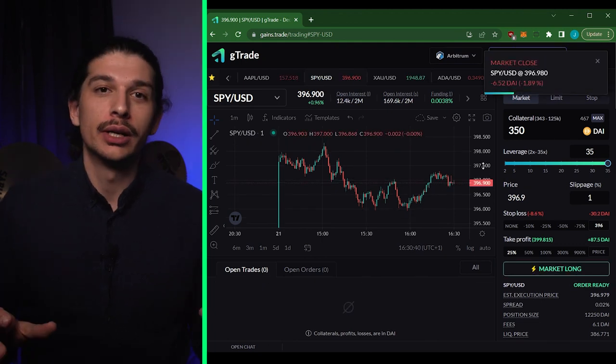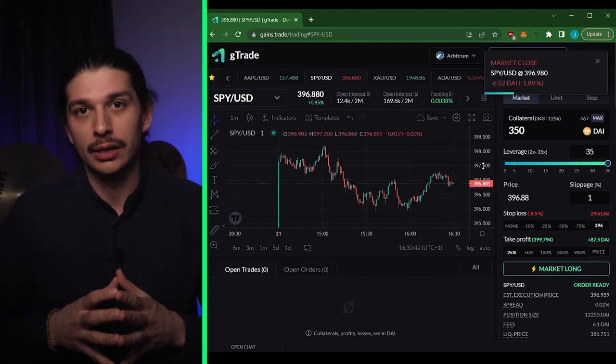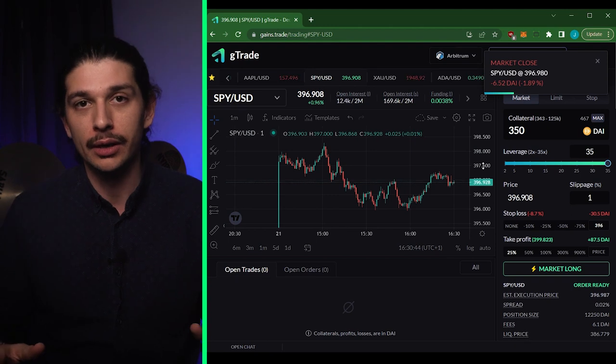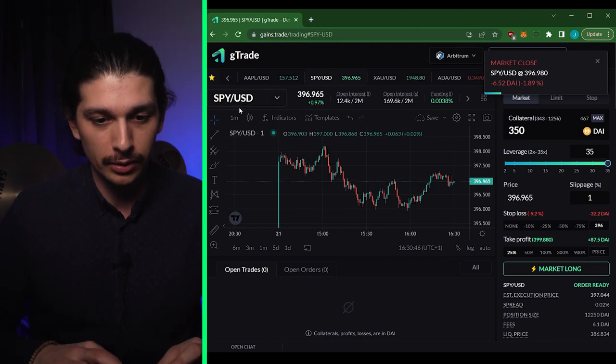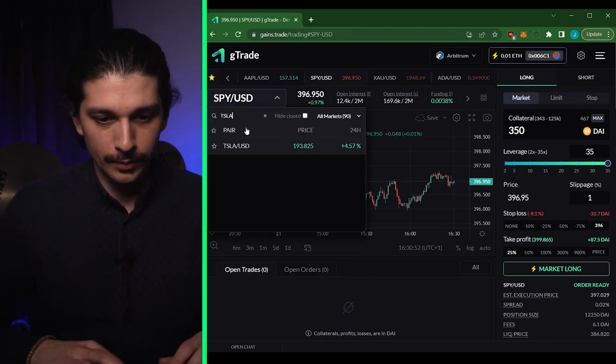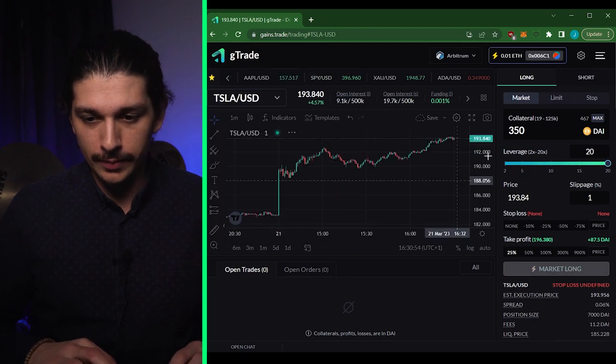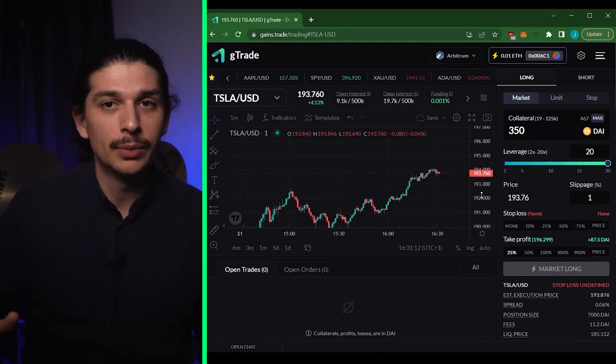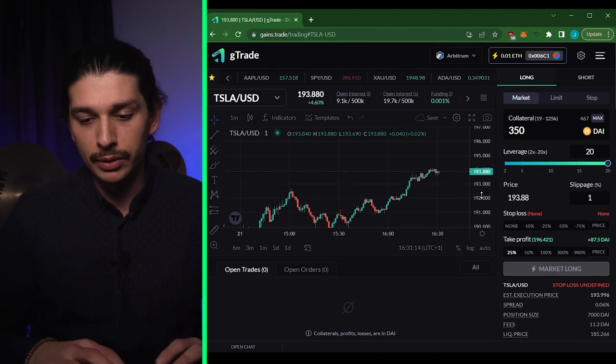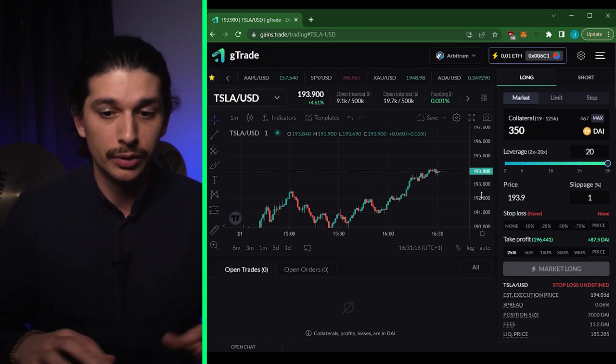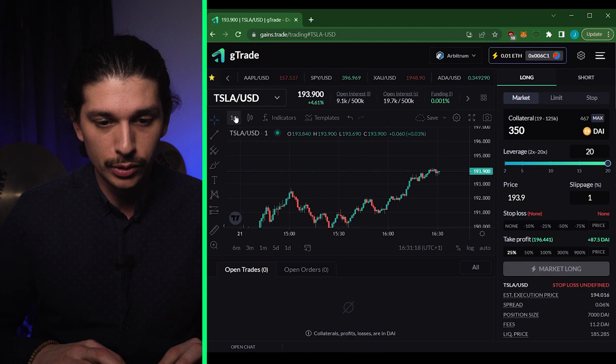So for our final trade, I'm gonna short an entirely different asset class, and we're gonna go for stocks this time. I'm gonna type in Tesla over here in the top left corner. There we have it. So the idea here is to simulate a scalping situation where, for example, the RSI might be in the overbought territory and I wanna quickly get in and out of a trade.